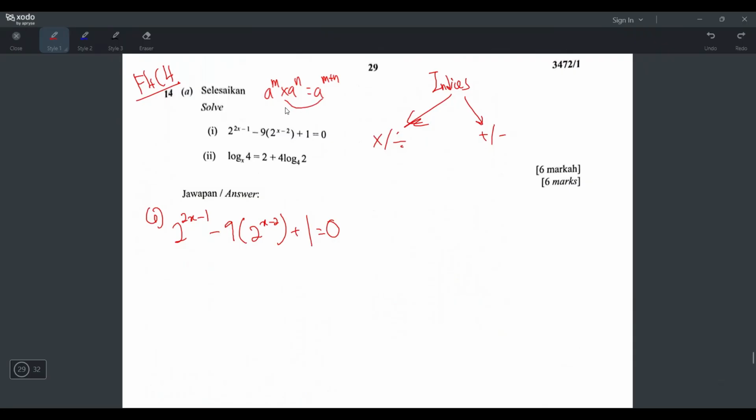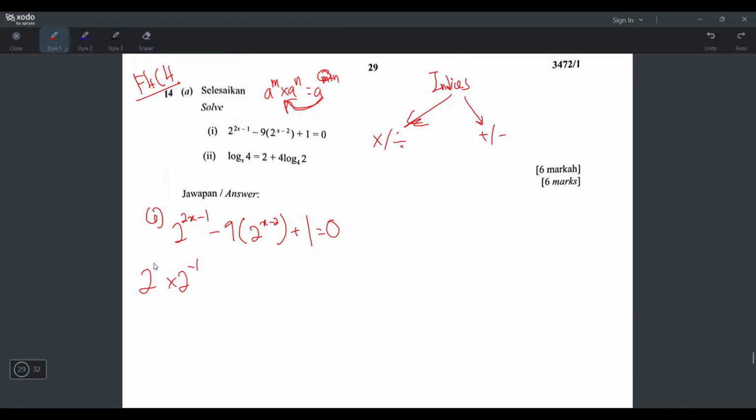So when you change it back to here, it will become 2 power 2x times with 2 power negative 1. Okay, it's the same formula but doing it in reverse. So the a is 2, the m is the 2x, the n is the negative 1. So when you change it back to this form, it becomes like that. Okay, and why do I have to do it like that?